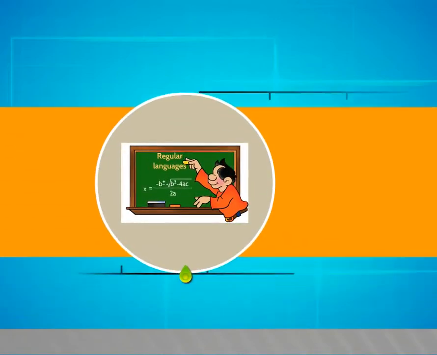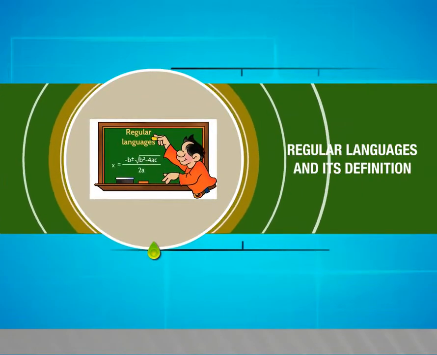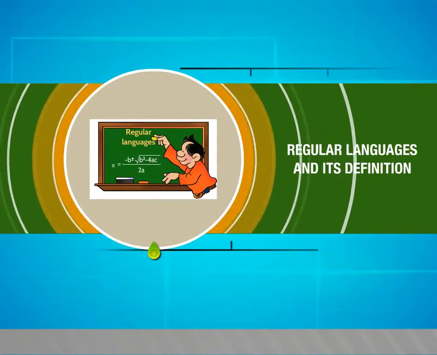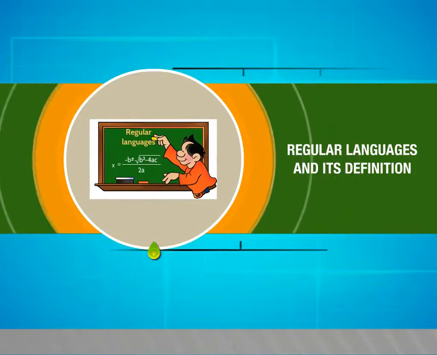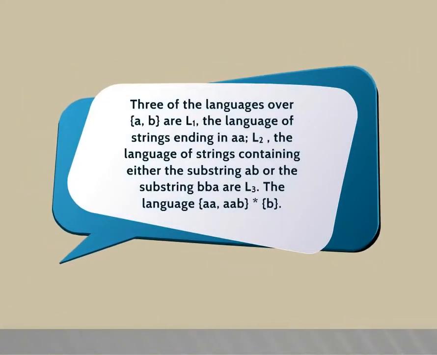Regular languages and its definition. In this animated video, we are going to see about regular language and its definition. Three of the languages over A, B are: L1, the language of strings ending in AA; L2, the language of strings containing either the substring AB or the substring BBA; and L3, the language AA, AAB star B.